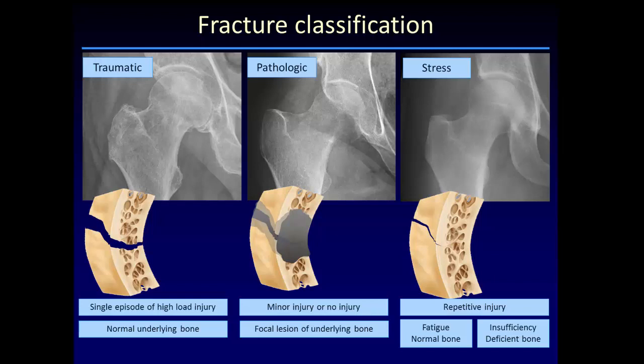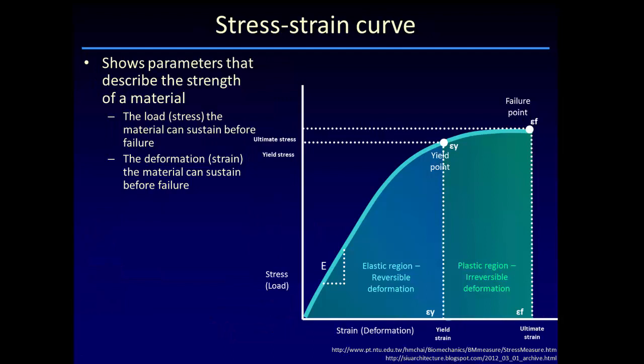In stress fractures, the injury is repetitive, and that is the key. It is repeated low-level injuries that result in bone failure, and they're subdivided into two types: fatigue, where the bone is normal, and insufficiency, where there's some problem with the underlying bone, usually osteoporosis.